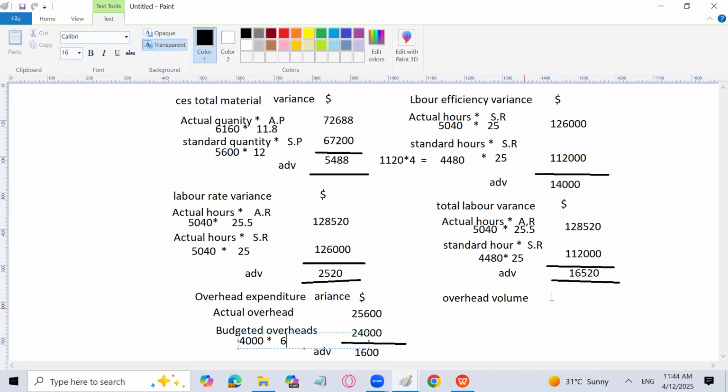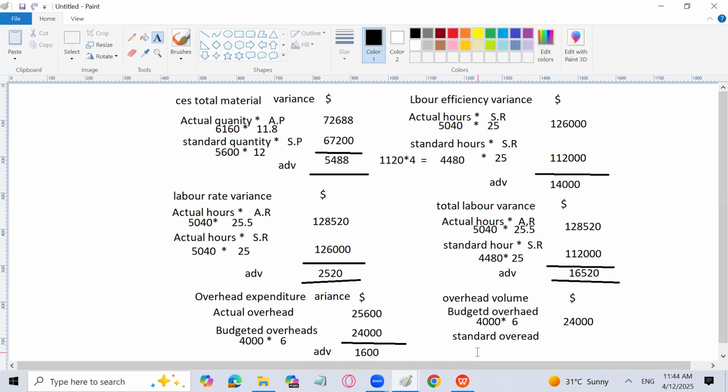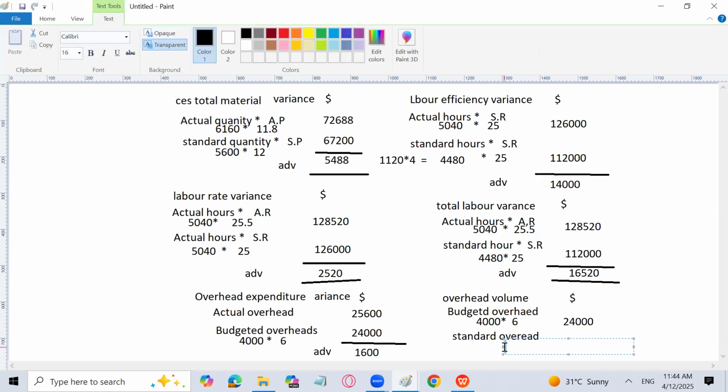Now we will calculate overhead volume variance, and that is the difference between budgeted overhead cost and standard overhead cost. Budgeted overhead cost I will calculate again. That is 4,000 hours into 6, and it is going to be 24,000. And standard overhead cost means that you have to use the standard hours. Rate will be the same: standard hours into standard overhead rate, that is 6.